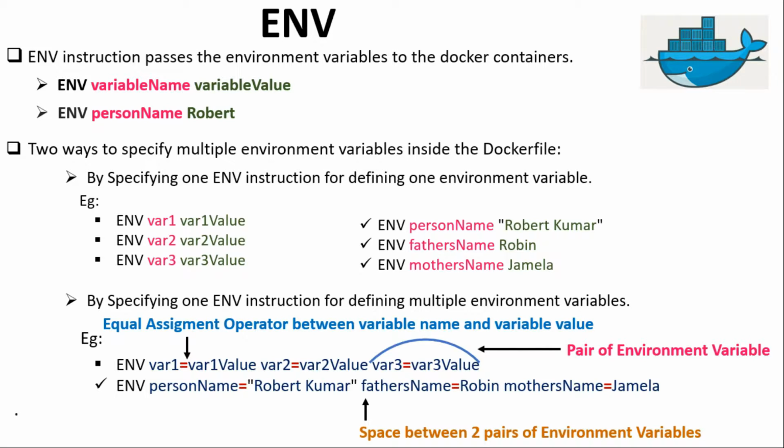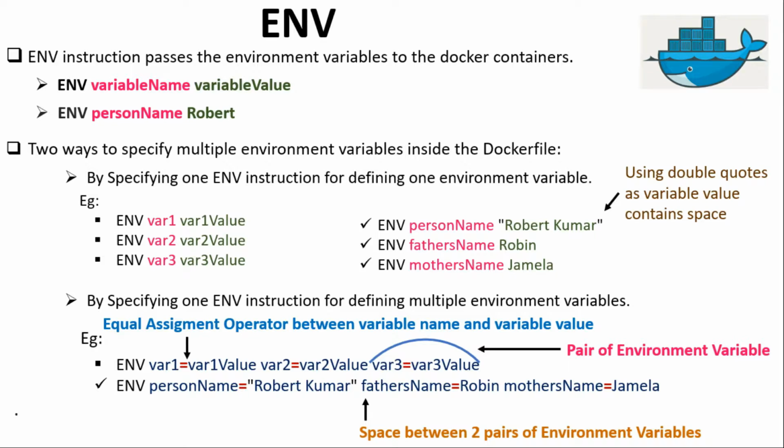Now friends, one more thing to notice in the ENV instruction is that if the variable value contains a space in between, then we need to specify the value in double quotes, as we can see here in the case of person name, where there is a space between the first name and last name, and so we have specified it in double quotes. So friends, now let us see the demo for the ENV instruction.